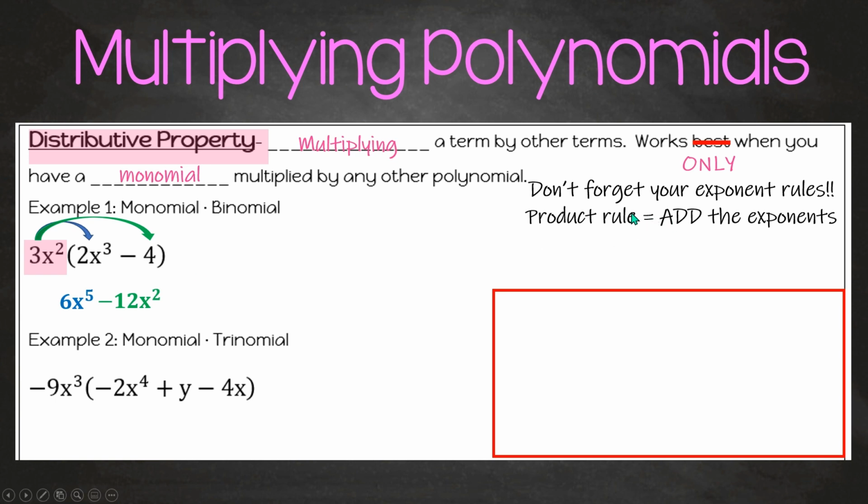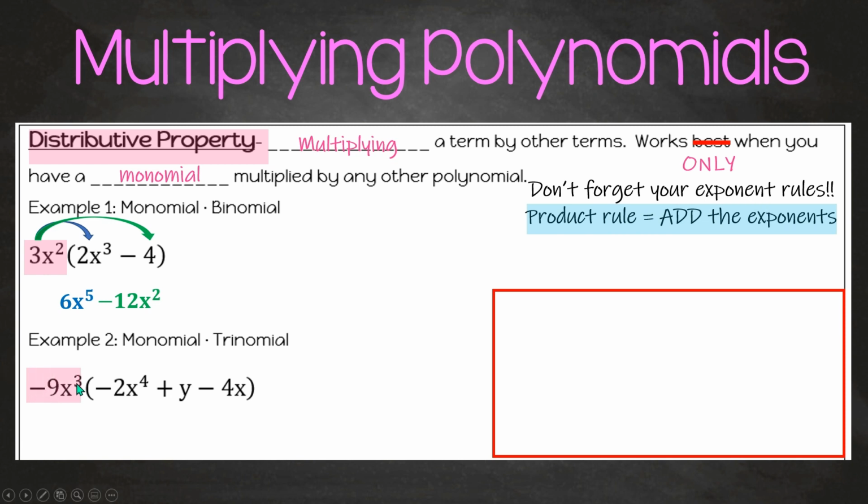Now, don't forget your exponent rules that we learned previously. Our product rule specifically means that we add our exponents together. So notice that we did 2 plus 3 when we were thinking about our exponents and not 2 times 3, because I do see a lot of students still making that mistake from time to time.